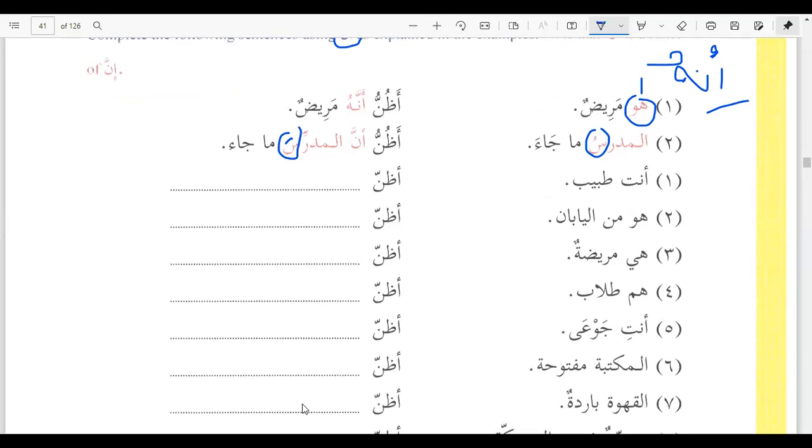Binti Ibrahim. Binte Ibrahim. Assalamu alaikum, sir. Wa alaikum assalam wa rahmatullahi wa barakatuh.